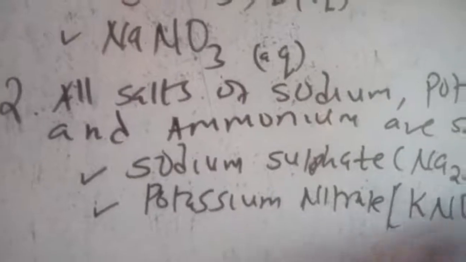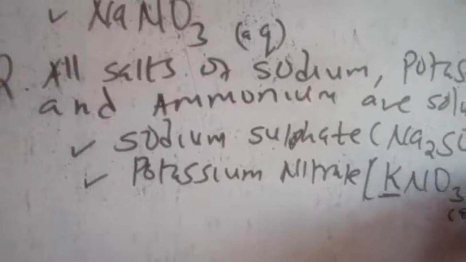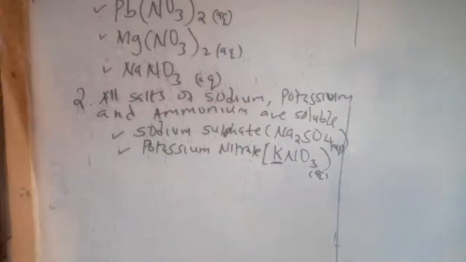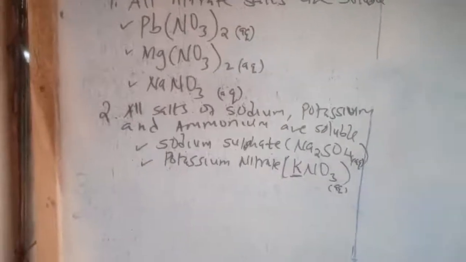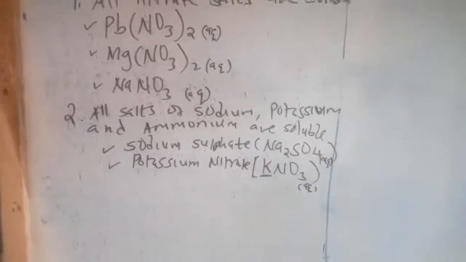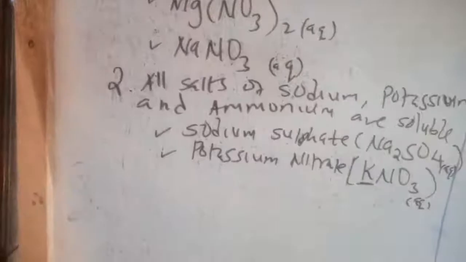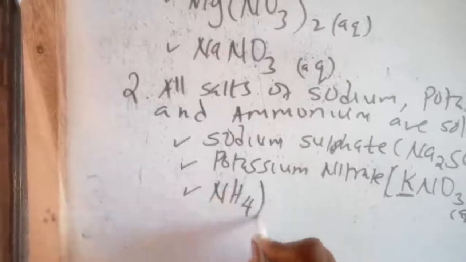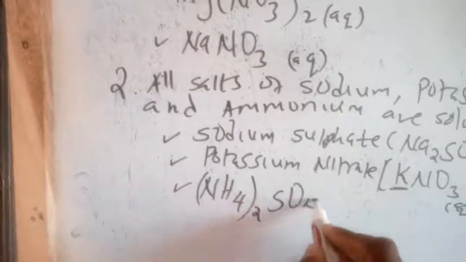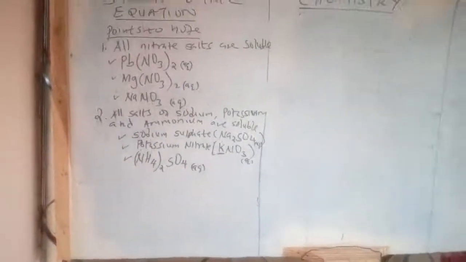Potassium nitrate, since there is potassium there, is a soluble salt. Soluble means it forms an aqueous solution. Whenever you write it in an equation, as long as it is a solution, you are supposed to write the state symbol (aq), meaning aqueous. It dissolves to form a solution. Another example is ammonium sulfate, which I can also write with (aq), and that is the second point you're supposed to remember.